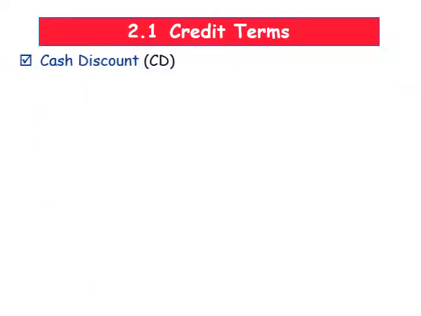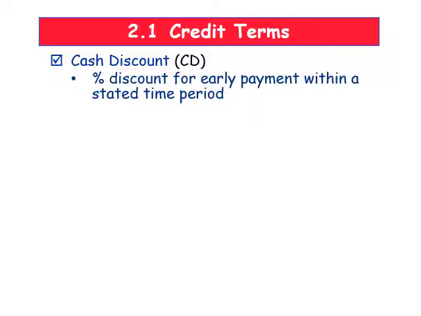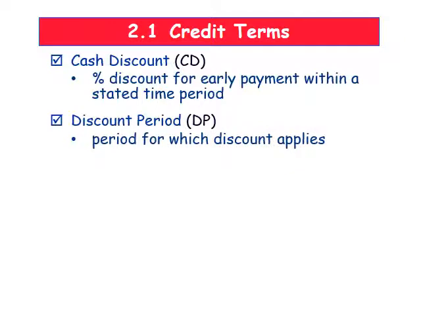Credit terms. Cash discount, in short CD: the percentage discount for early payment within a stated time period. Discount period, DP: a period for which discounts apply. Basically, there's a period of time the discount is valid. After that, the discount expires, no more discount.